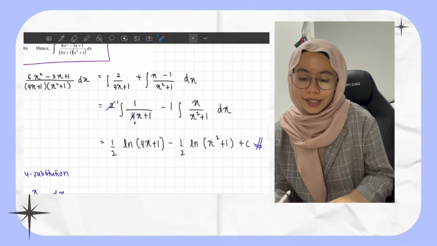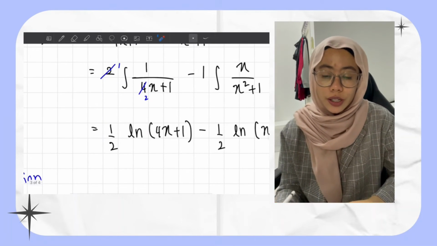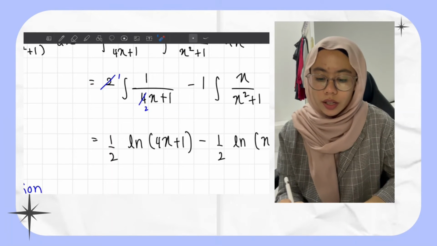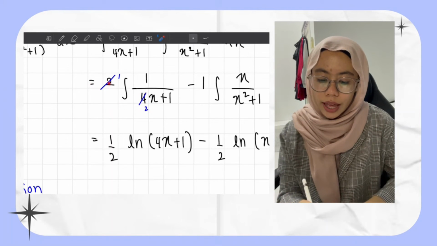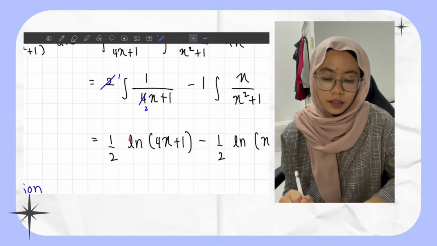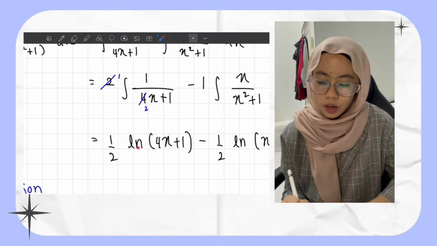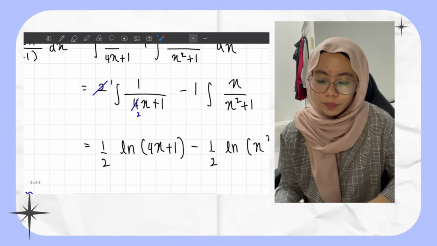So let's solve the first part here. So we can simplify this one. So this is 2 and this is 1. So after we integrate it, we got 1 over 2 ln 4x plus 1.